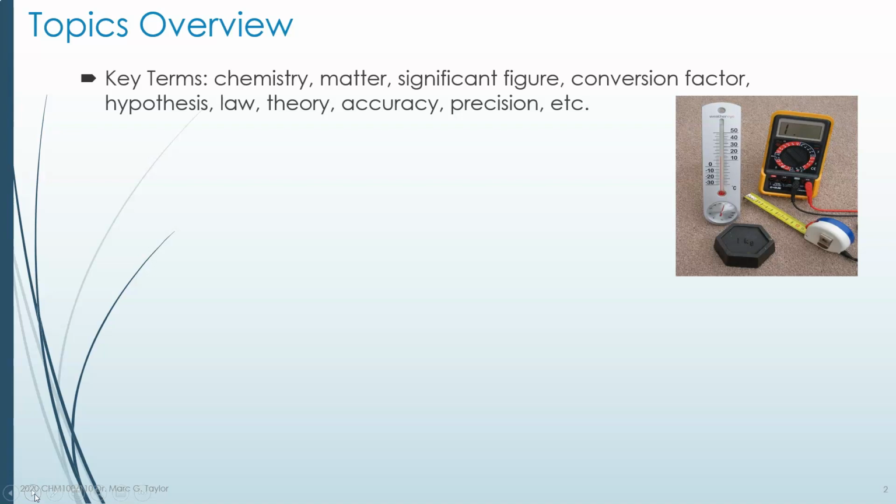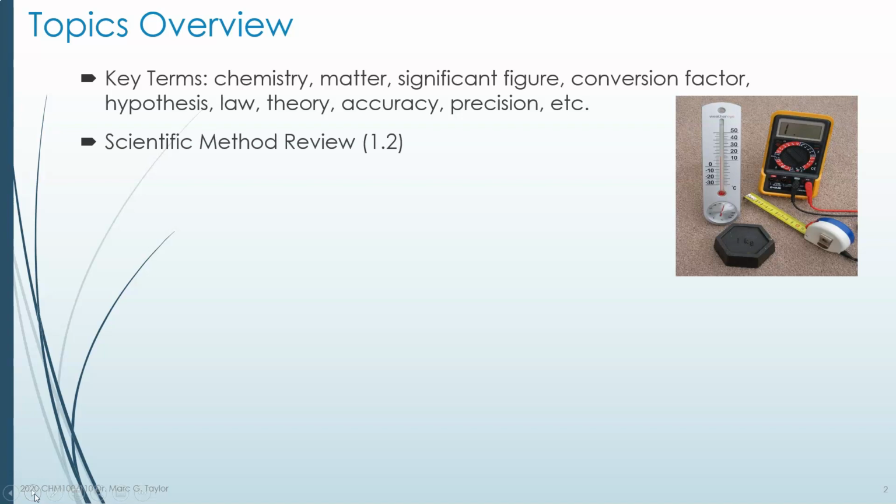Today we're going to cover some key terms, definitions of chemistry itself, matter, significant figures, also known as significant digits or sig figs for short, conversion factors, which are part of a concept known as dimensional analysis. We'll talk about terms associated with the scientific method, terms like hypothesis, law, and theory, and we'll talk about the differences between accuracy and precision. Many of these words are used in the same way in everyday colloquial English, such as hypothesis and theory, or accuracy and precision, but in science, these names mean something very different.